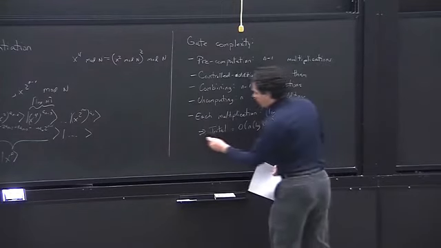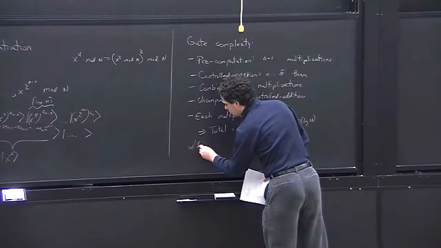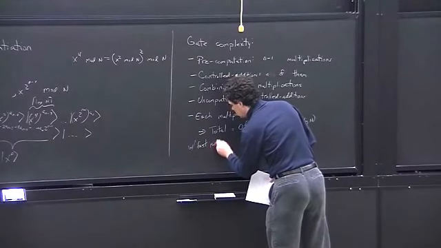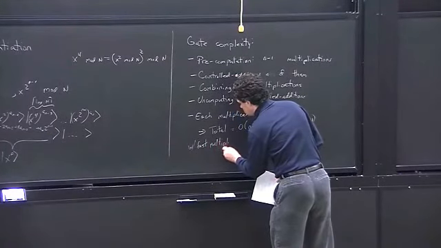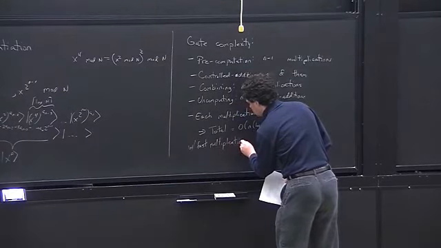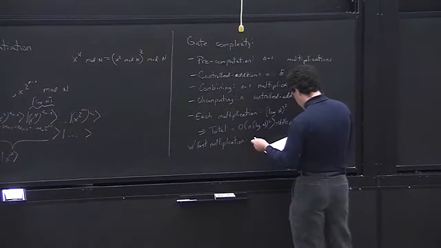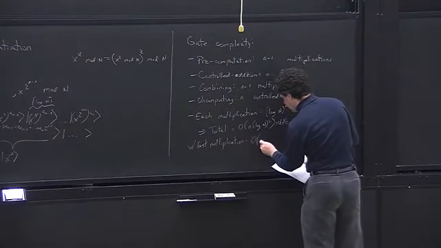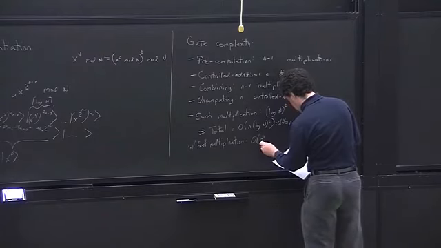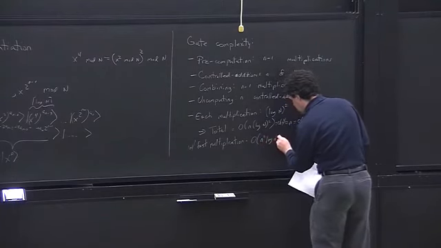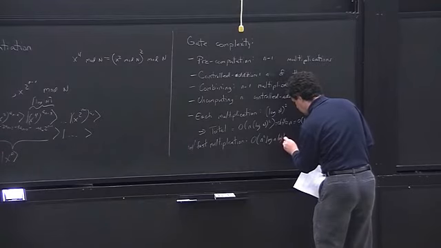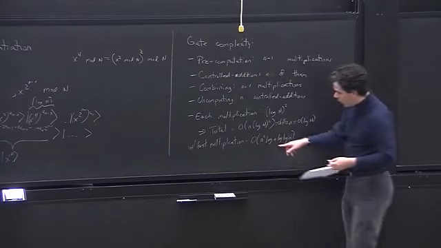But with fast multiplication, you can get that down to O of n squared log n log log n. So this is log little n.